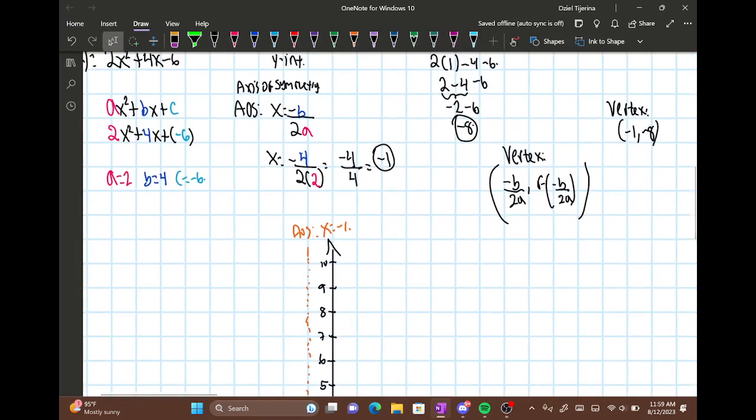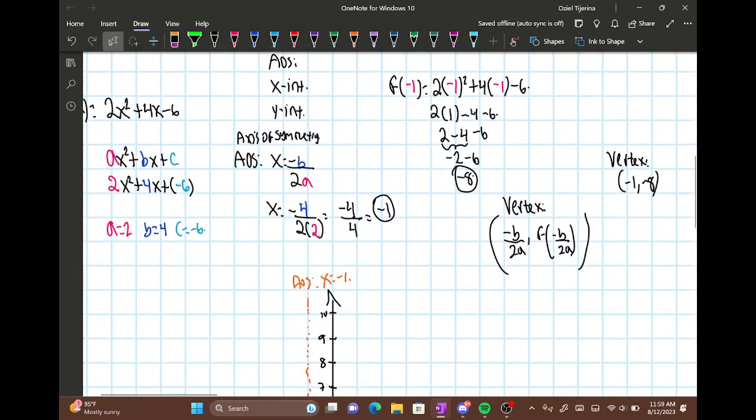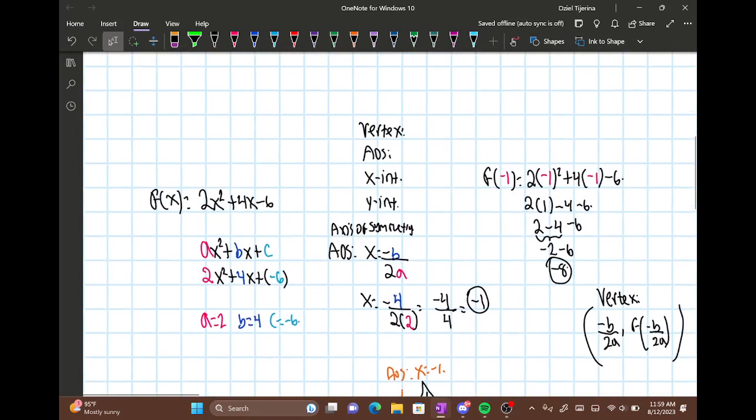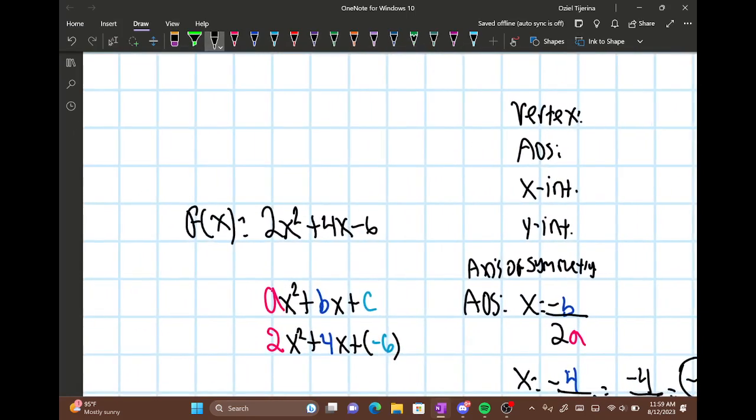And so from here, another thing is that we can figure out our y-intercept when x equals 0. So our y-intercept is 0 comma y, really. It's when x equals 0. So we're going to plug in 0 for x.